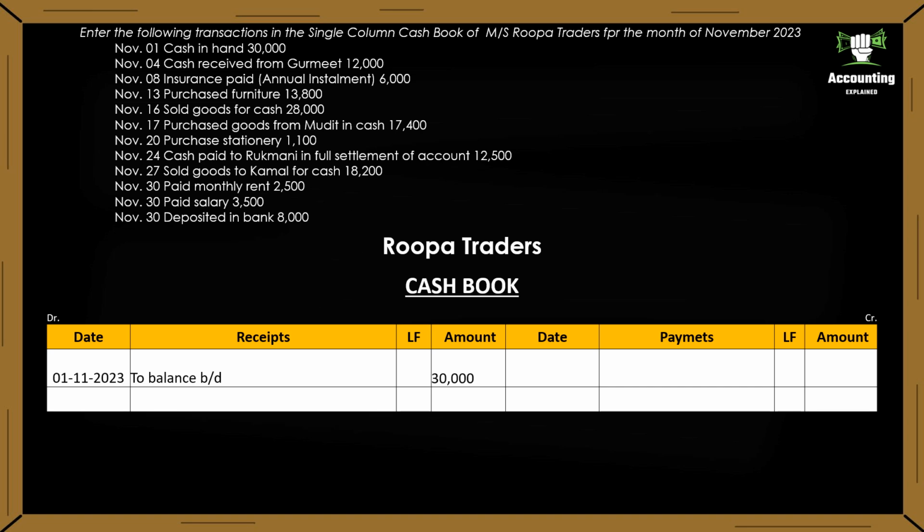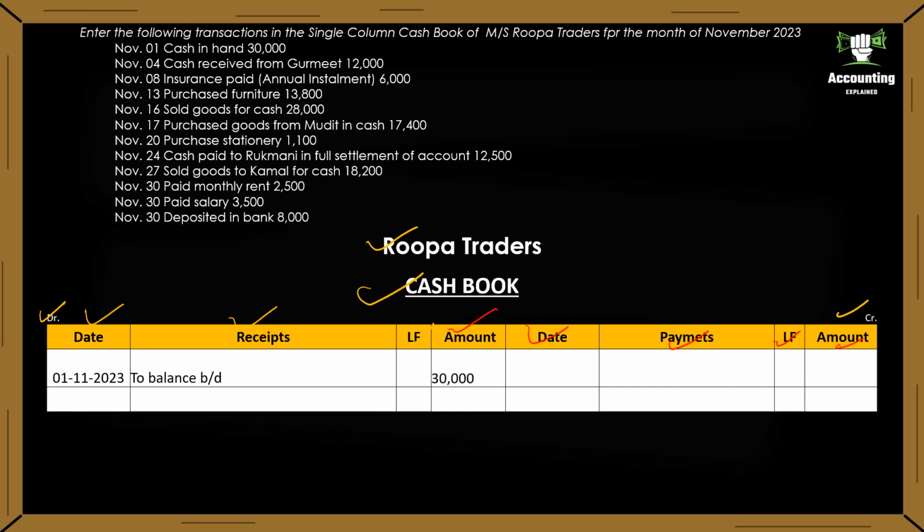First, in the books of Rupa Traders we have to write. Then what are we preparing? We are preparing a cash book. Write cash book. On the left side is your debit. This we have already seen in the ledgers, right? On the right side is CR. And there are 6 columns: date, receipts, ledger folio, amount, again date, payments, ledger folio, amount.